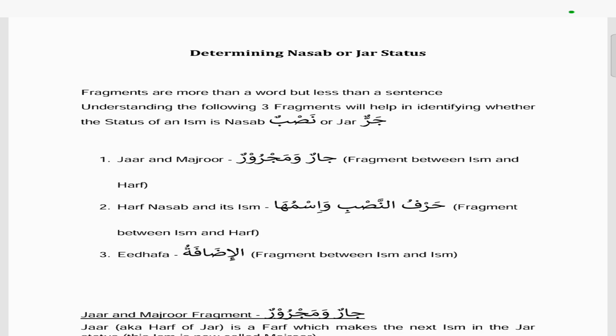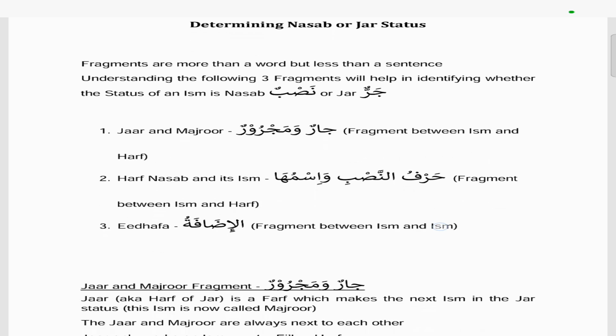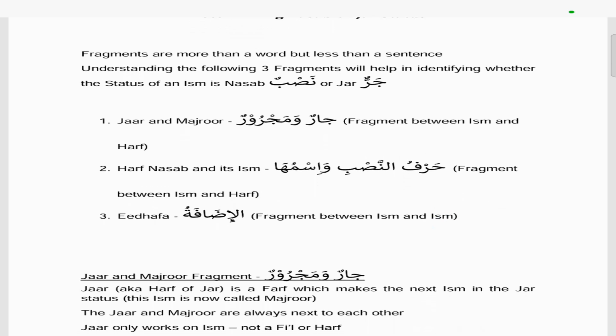So fragments are more than a word but less than a sentence. Understanding the following three fragments will help in identifying whether the status of an ism is nasab or jar. The first fragment is called the jar and majroor fragment, and this is a fragment between an ism and a harf. The second is the harf of nasab and its ism, and this fragment is between an ism and a harf as well. And an idafa fragment, which is a fragment between an ism and an ism.